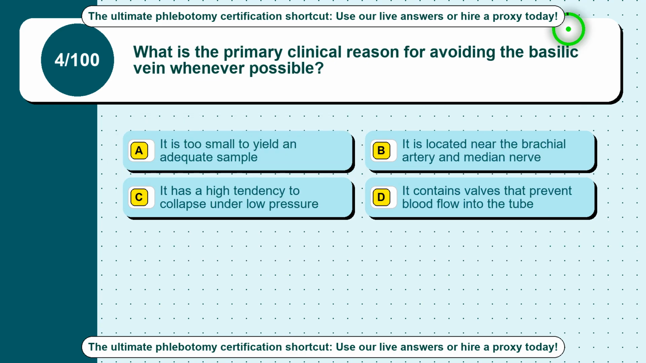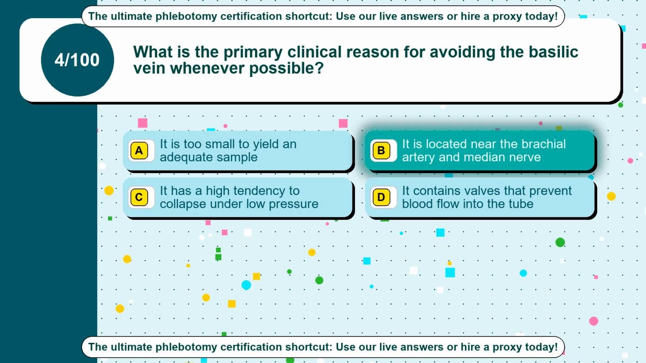Question 4. What is the primary clinical reason for avoiding the basilic vein whenever possible? Option A. It is too small to yield an adequate sample. Option B. It is located near the brachial artery and median nerve. Option C. It has a high tendency to collapse under low pressure. Option D. It contains valves that prevent blood flow into the tube. The correct answer is option B.